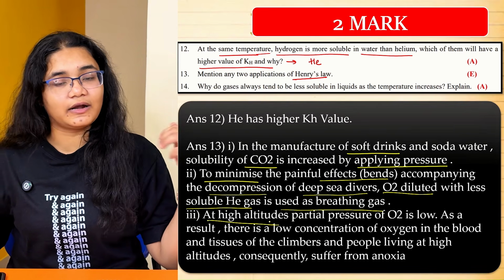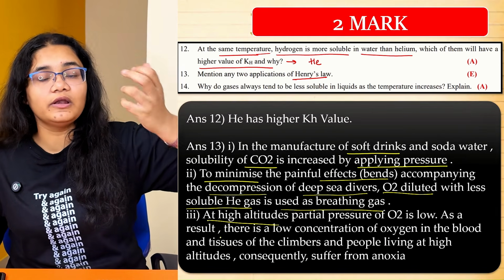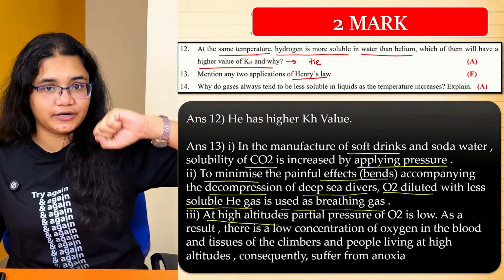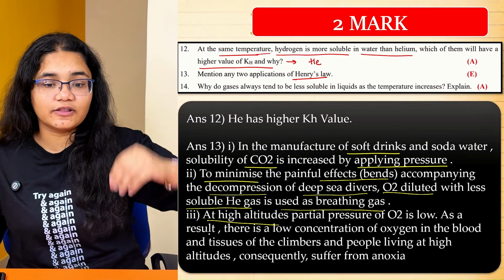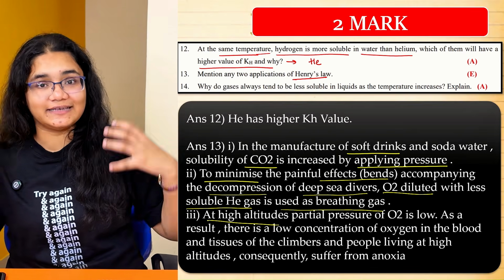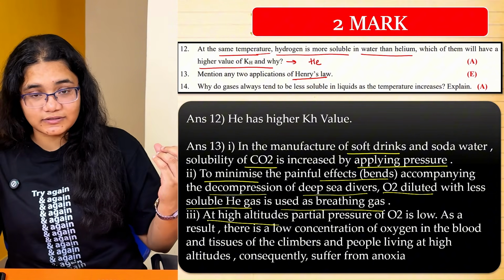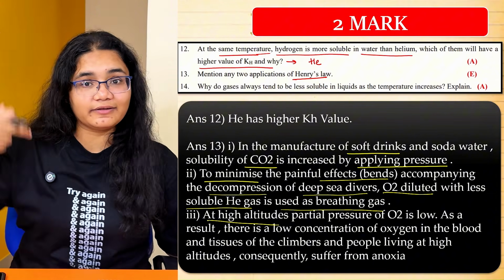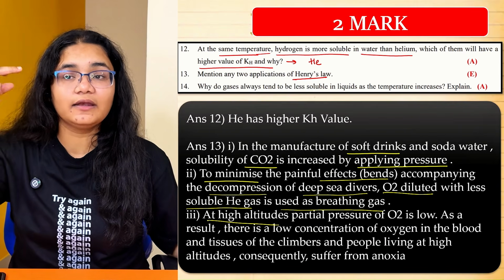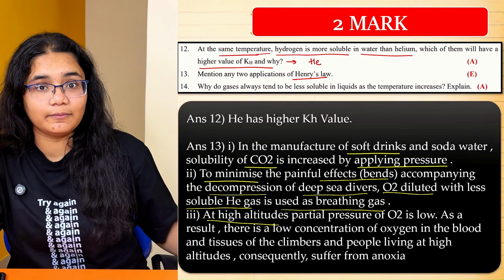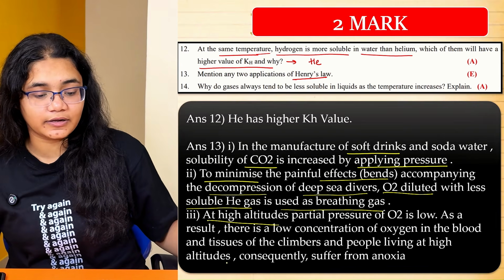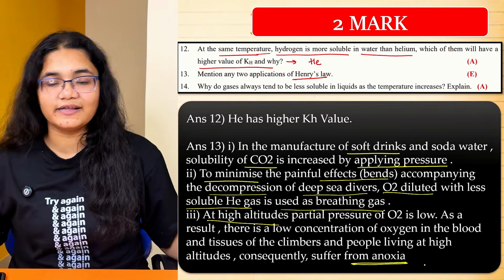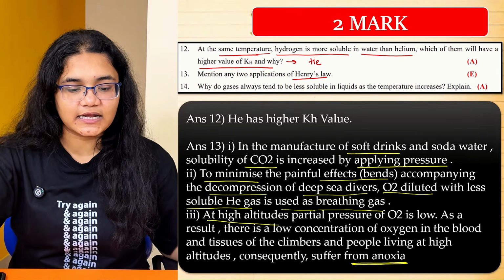At higher altitude, as mountain climbers move higher, the pressure decreases, right? So the solubility of oxygen gas will decrease. If the solubility of oxygen in the body is less, there will be less oxygen in our blood, and then the oxygen carried to the brain will be very less and the brain cannot function properly. This leads to a medical condition called anoxia. So these are the applications.